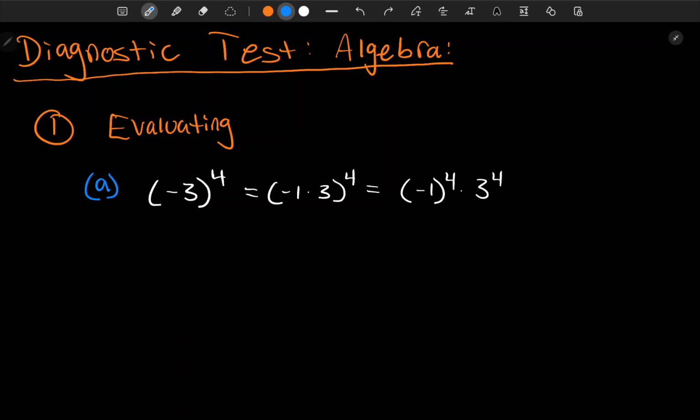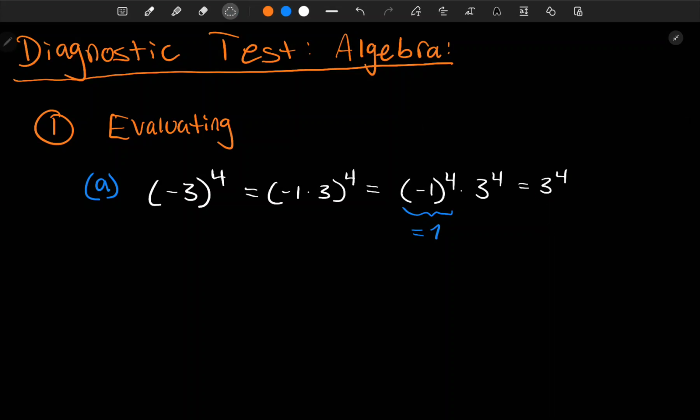And from algebra, we know that we can split this product up into the product of two powers. And from here, we have (-1)^4, which is equal to 1, because it's -1 to an even power, because 4 is an even number. So here, this is equal to 1. And then we see that this expression should be equal to 1 times 3^4, or just 3^4.